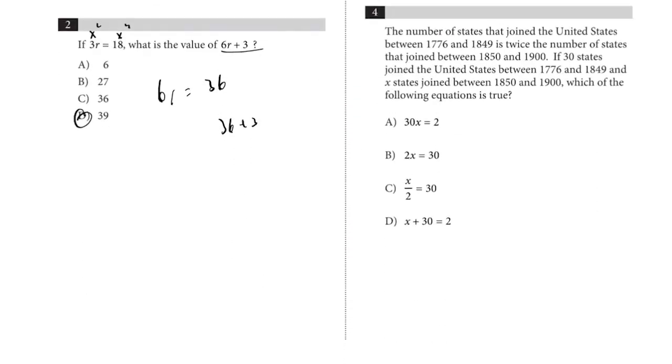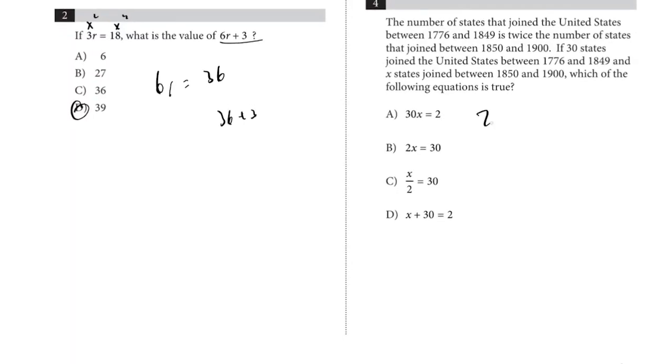4. The number of states that joined the United States between these 2 years is twice the number of states that joined between 1850 to 1900. If 30 states joined the United States between 1776 and 1849, and x states joined between 1850 and 1885, which of the following equations is true? Okay, so that means the number of states between 1776 and 1849 is twice the number of 1850. So that means 2x equals 30. So the answer is B.